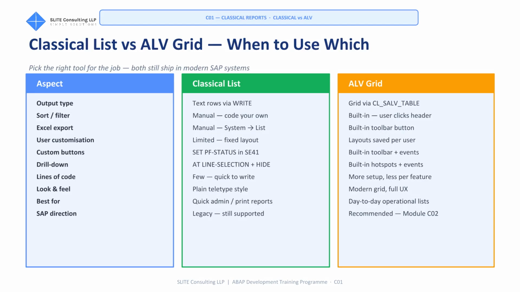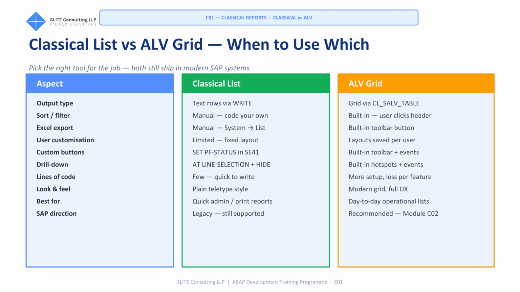Classical lists are legacy. For all new development, use the ALV grid. The ALV grid gives users interactive sorting, filtering, column hiding, drag-and-drop column reordering, and built-in export to Excel, CSV, and PDF, all for free, with no additional coding. The classical list requires you to code every one of those features manually.